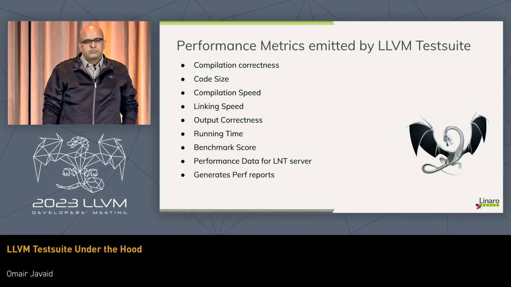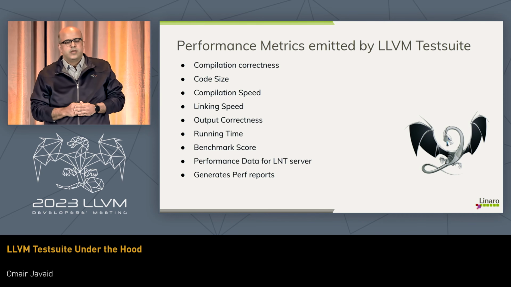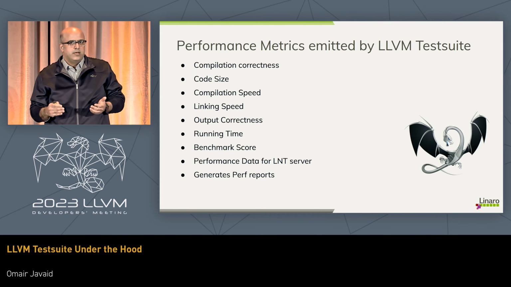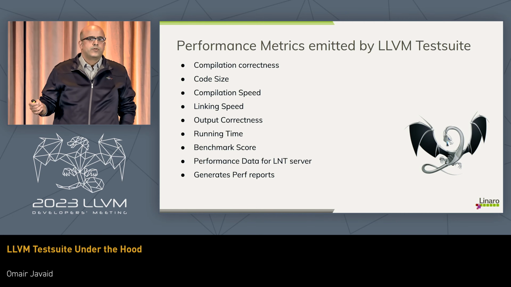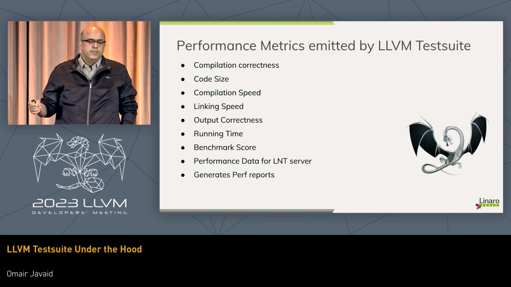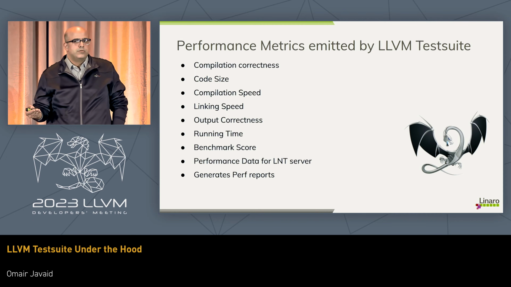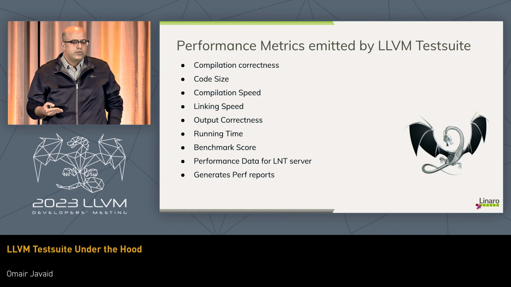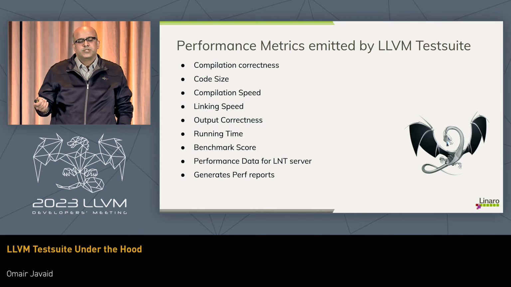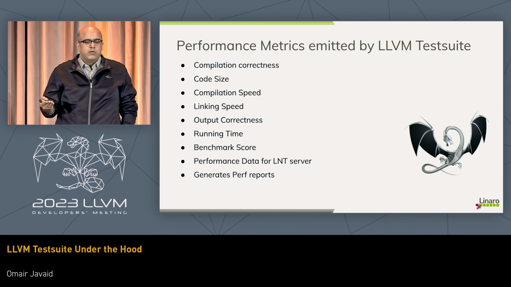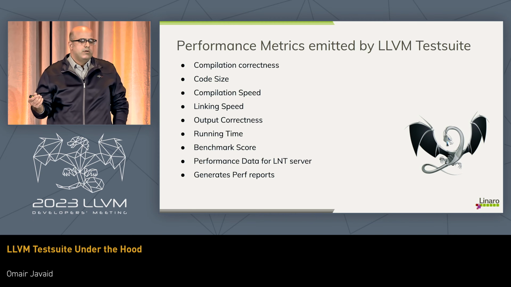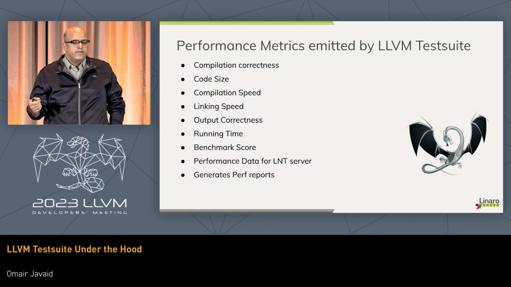Now, let's talk about what kind of performance metrics this resource actually generates. So compilation correctness, that is an important aspect. Real-world programs should be able to compile with LLVM. Code size, the code size should at least improve over time, or not deteriorate. And then compilation speed should improve, or at least stay the same. Then linking speed, similar to compilation speed, we also try to generate the linking speed of various different applications that we have within the LLVM Test Suite.